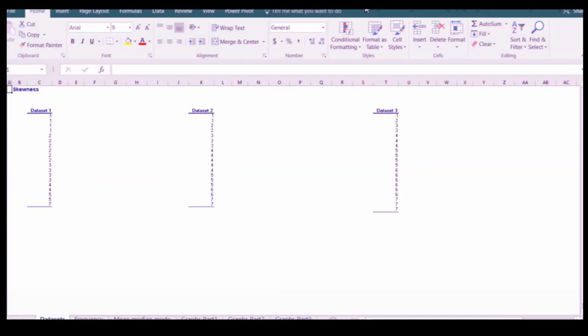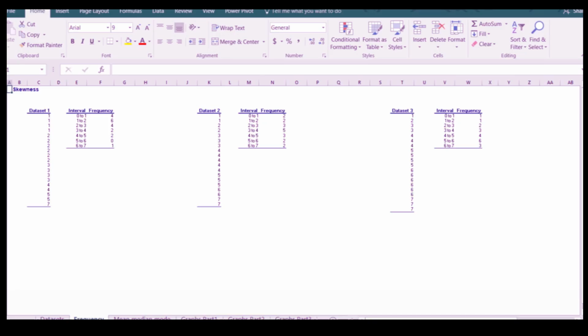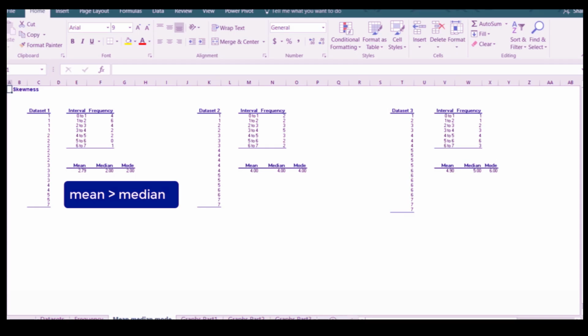Remember frequency distribution tables from previous lectures? Here, we have 3 datasets and their respective frequency distributions. We have also calculated the means, medians, and modes. The first dataset has a mean of 2.79 and a median of 2. Hence, the mean is bigger than the median. We say that this is a positive or right skew.